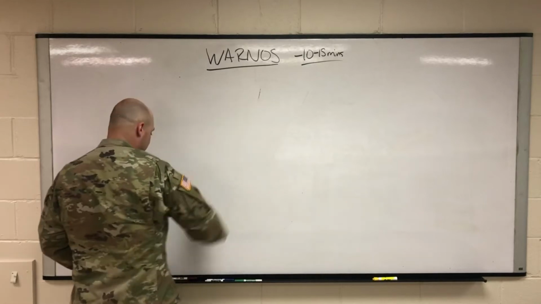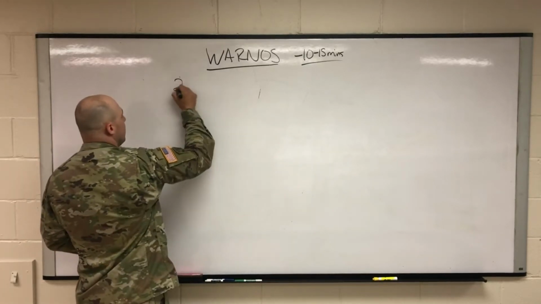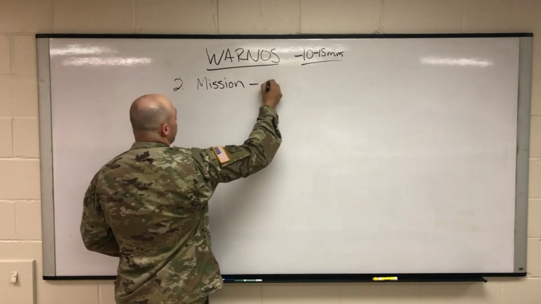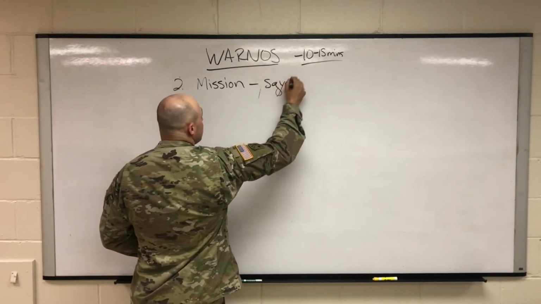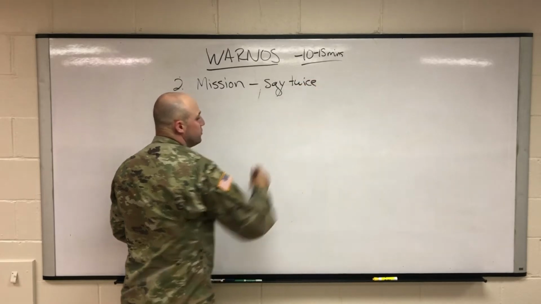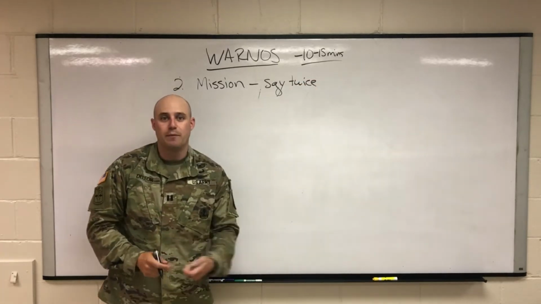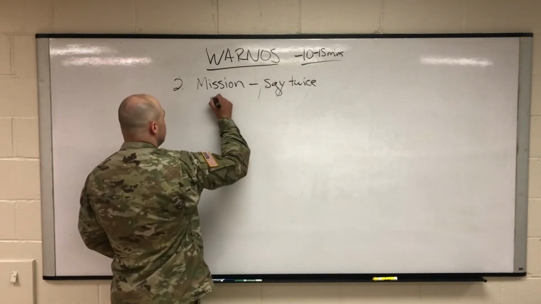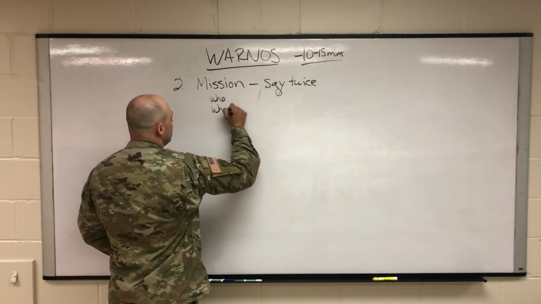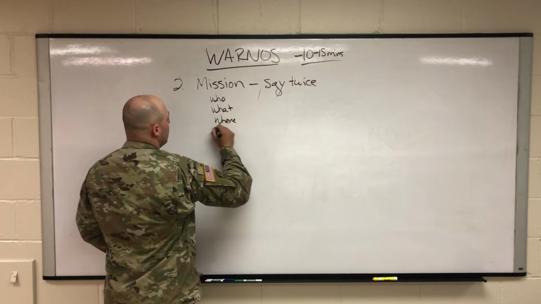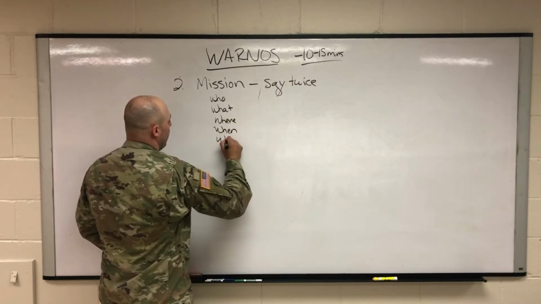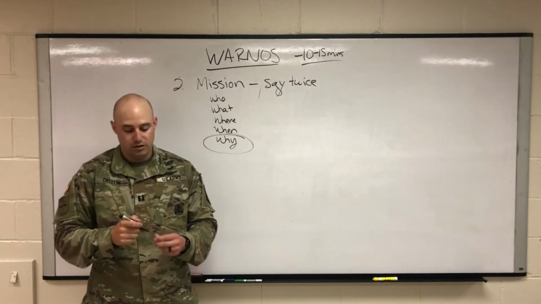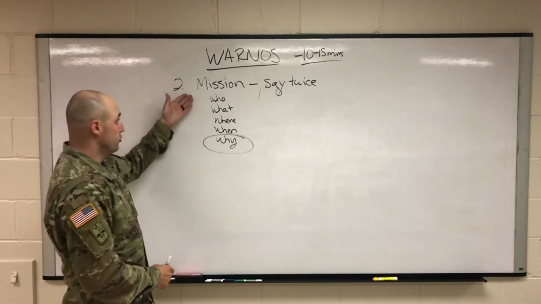Paragraph two is easy. We're going to say our complete mission statement, and we're going to say it twice. This is not something that we'll say once during the warning order and not say again in the operations order. We're definitely going to brief this every time. The mission statement is the who, what, where, when, and why, and why is the key. What is our purpose? What are we trying to accomplish? Make sure that mission statement is in there.